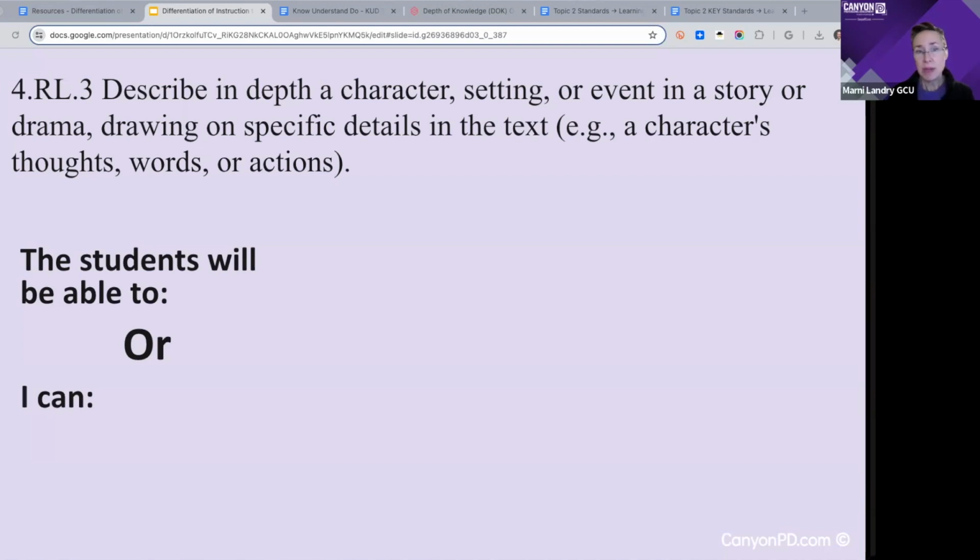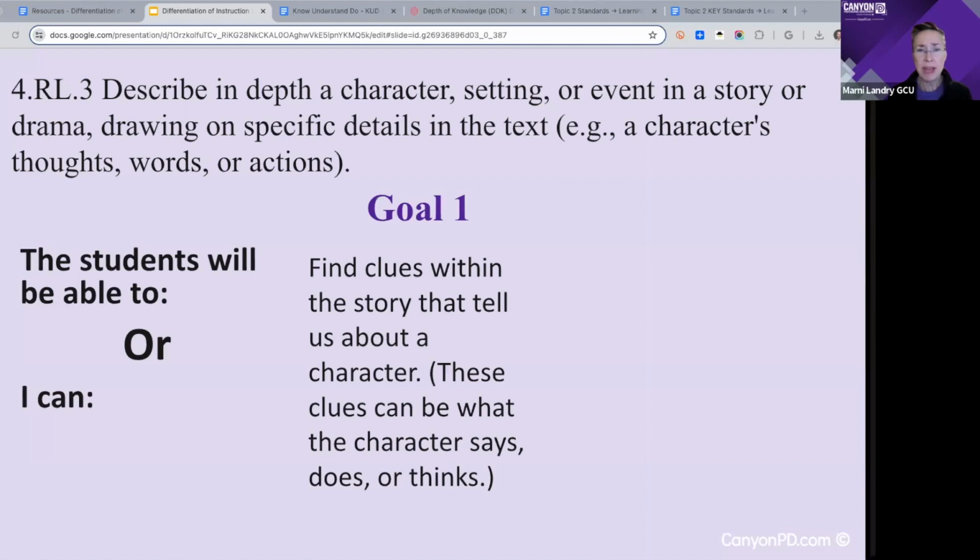Another thing to keep in mind here is that these are specific, they align with the standard, and they do focus on student understanding and mastery. The activity and the learning is a place for creativity and open-ended questions and discussions, but this is not the place for it.